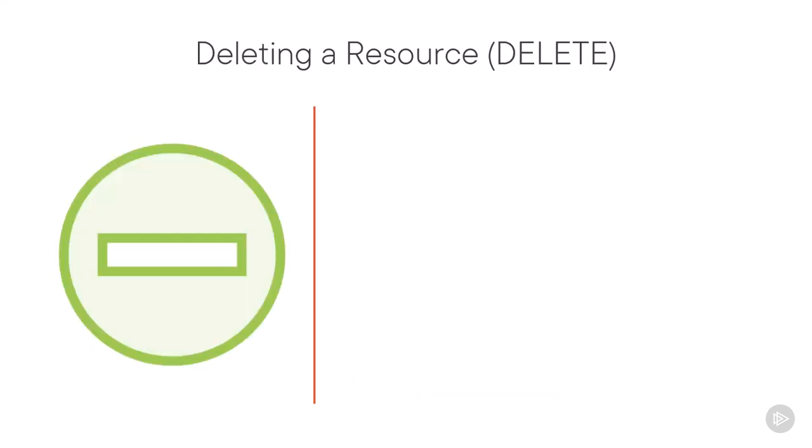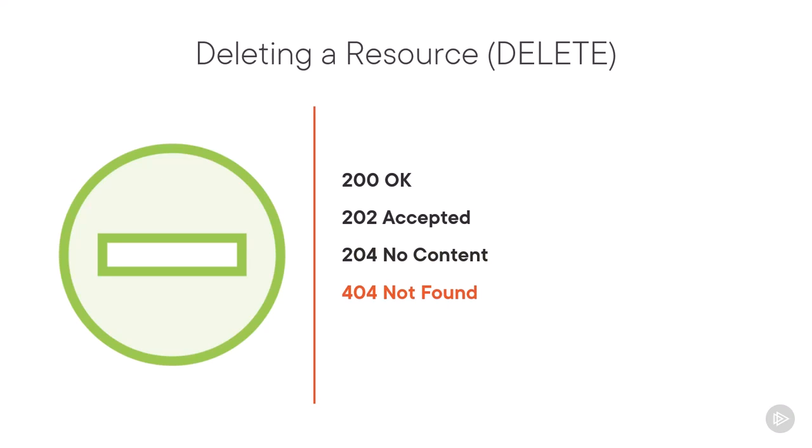When deleting a resource, you can return a 200 OK, a 202 accepted if you're going to perform the operation asynchronously, a 204 no content if the operation was successful and you have nothing to return. This is the most common case. A 404 not found if the resource does not exist or was already deleted. And of course a 429 to enforce request limiting.